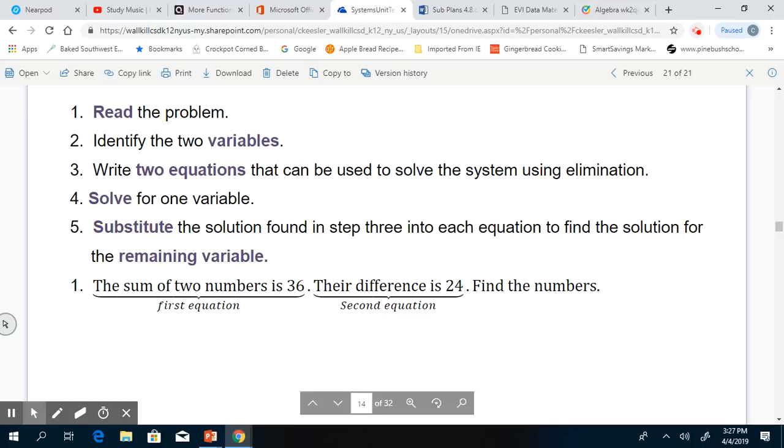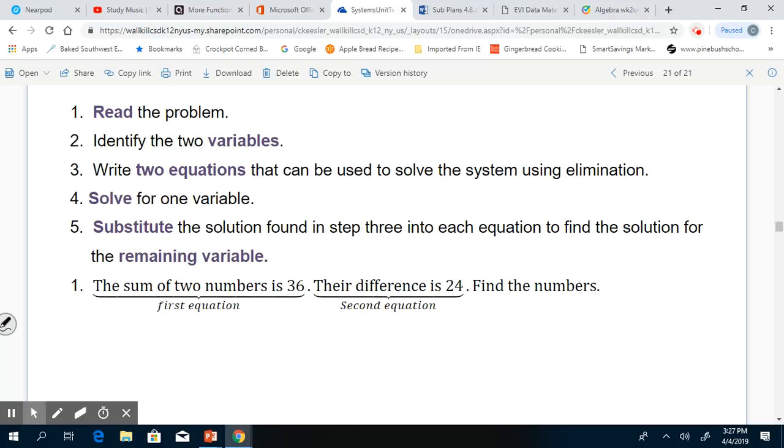So today we're going to be taking the process that you learned yesterday and applying it to word problems. Whenever you have a word problem, obviously the first step is to read the problem. Second, you want to identify the two variables. Third, you want to write two equations that can be used to solve the system using elimination.